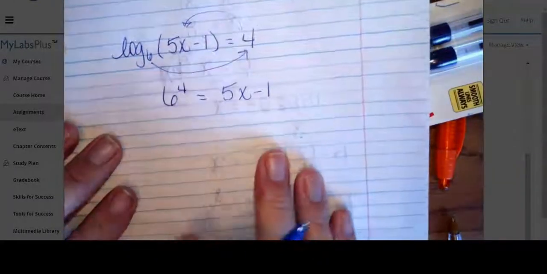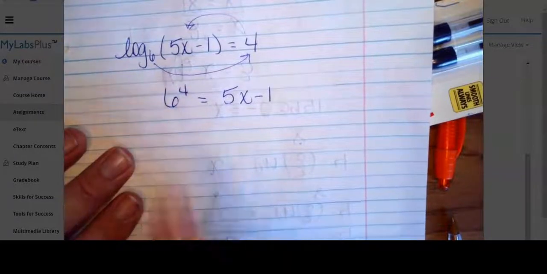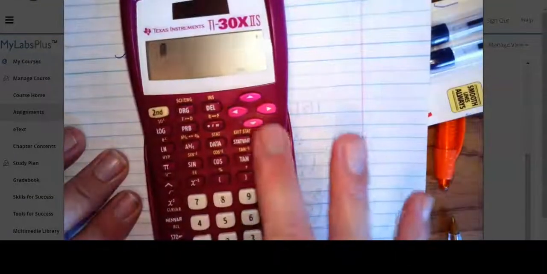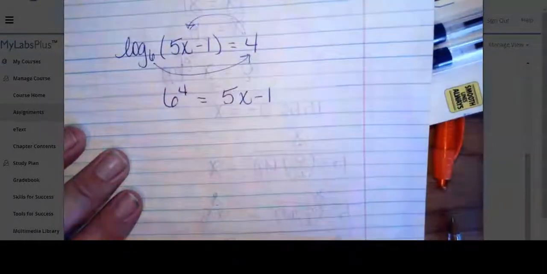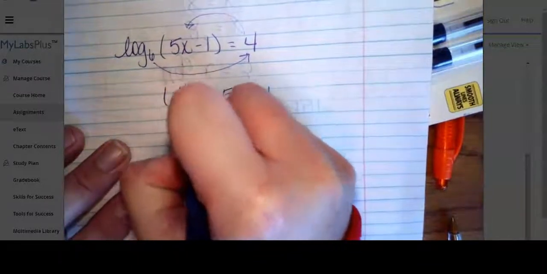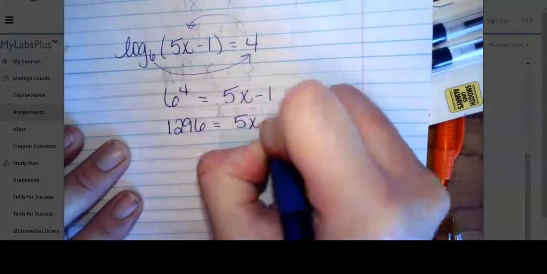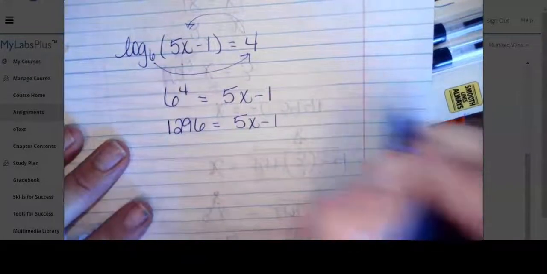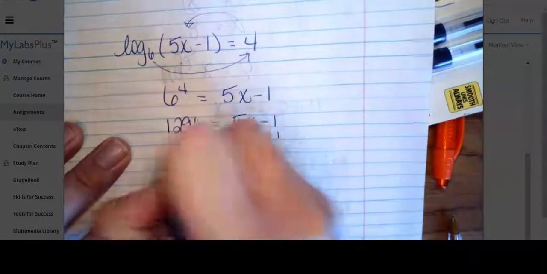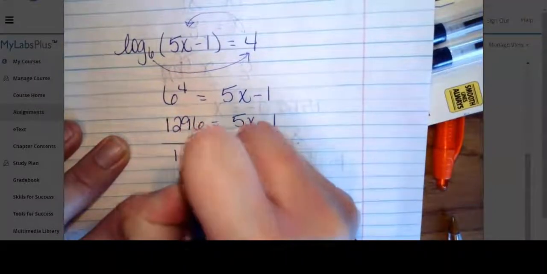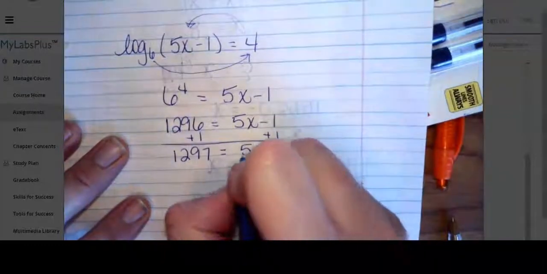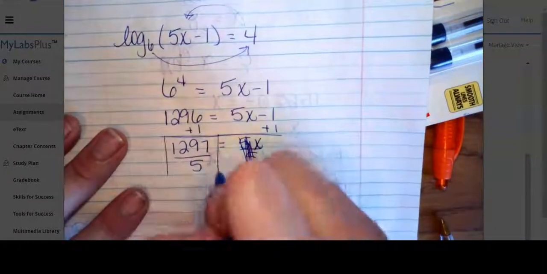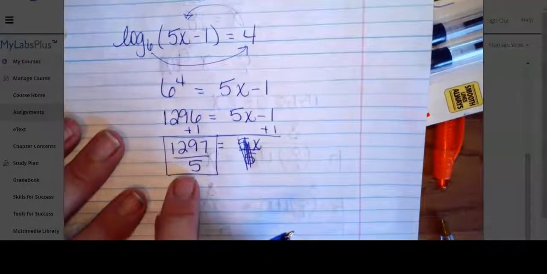So now I'm solving for x. Well, I need to know what 6 times 6 times 6 times 6 is. So 6 raised to the 4th is 1296. Okay, so I have 1296 equals 5x minus 1, and now I'm trying to get x by itself. So I'm going to add 1 to both sides, and I get 1297 is 5x. And now I'm going to divide both sides by 5. And that is not going to break down. Okay, so your answer is 1297 over 5.